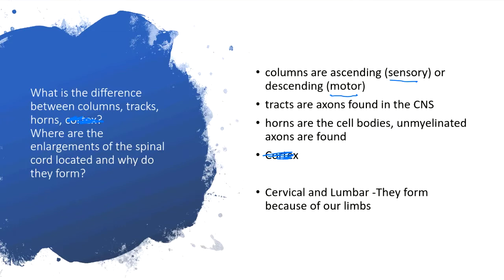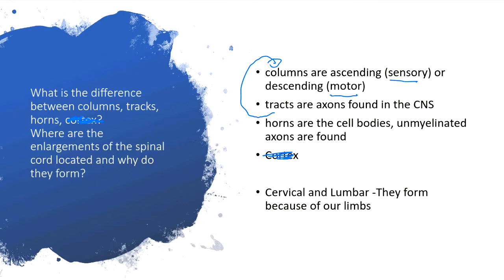Tracts are axons found in the central nervous system. Okay? So again, these tracts are inside these columns. Columns are just basically axons. Either you're ascending, you have sensory tracts that ascend in these columns, and then you have motor tracts or motor axons descending down this column.